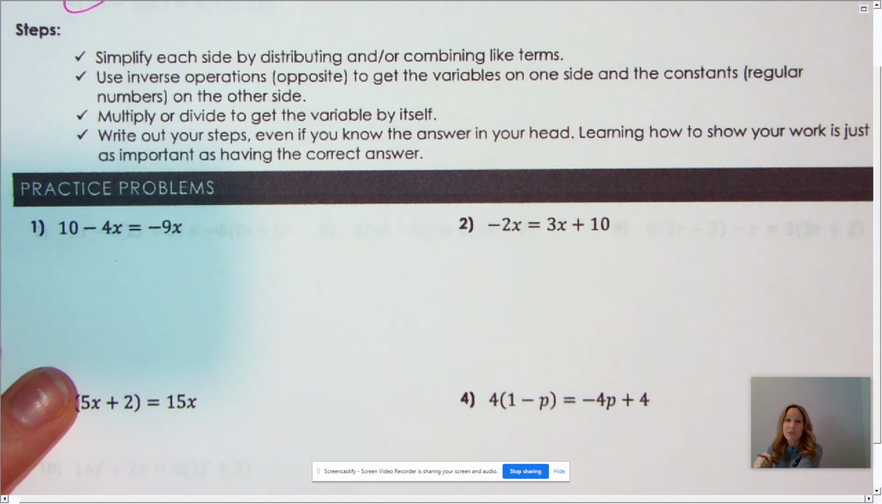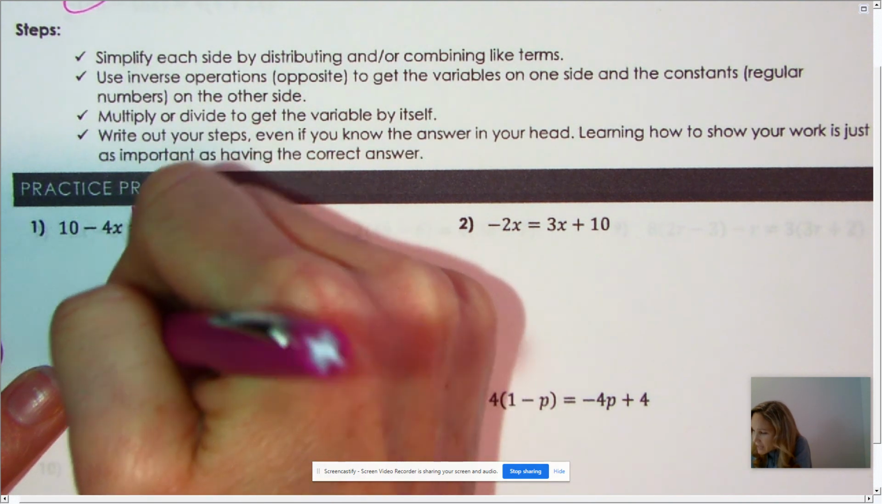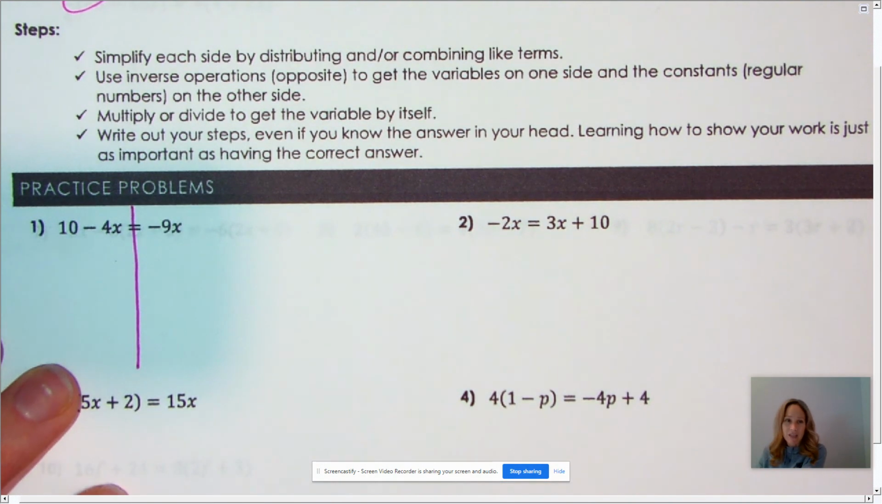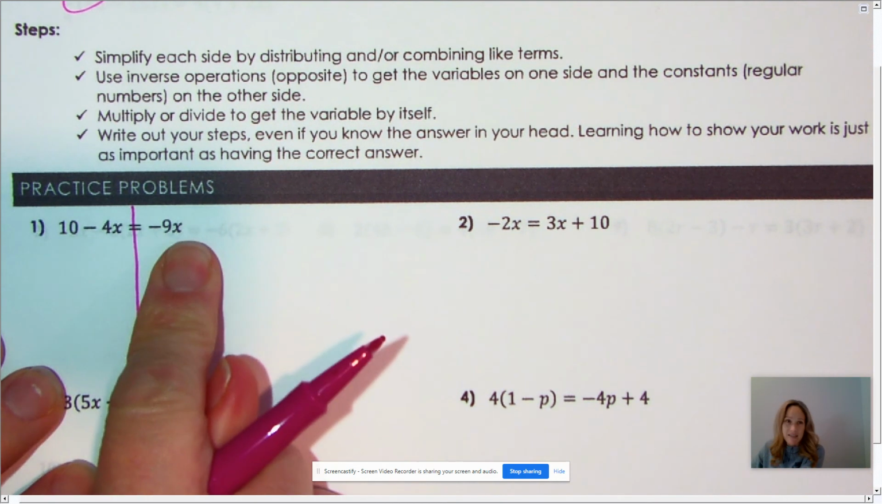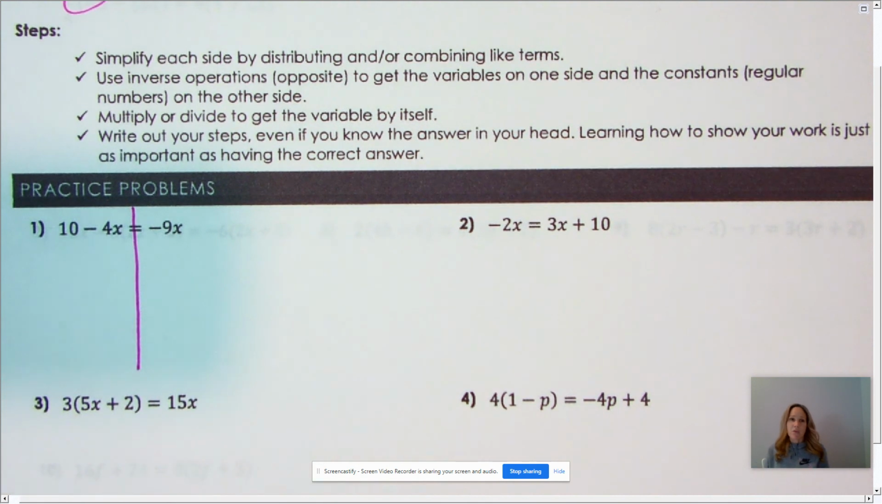And the way that we do that is by using the inverse operation. We're canceling out the same amount on both sides. Okay, this one doesn't have anything to simplify, but there's x's on this side and x's on that side. Normally what I would suggest is take whatever number is less or smaller and move it over, do the opposite to cancel it off.